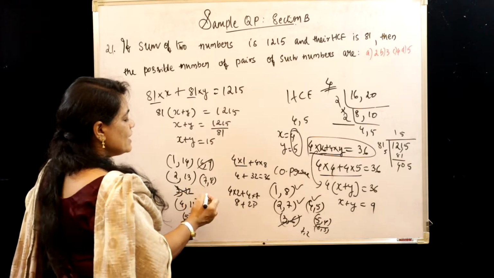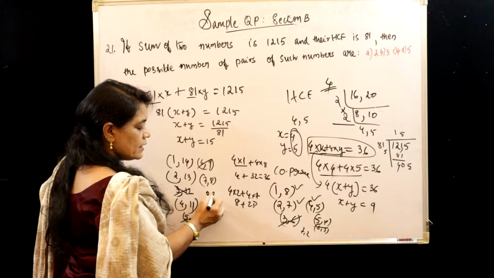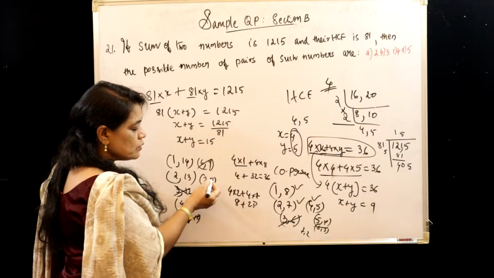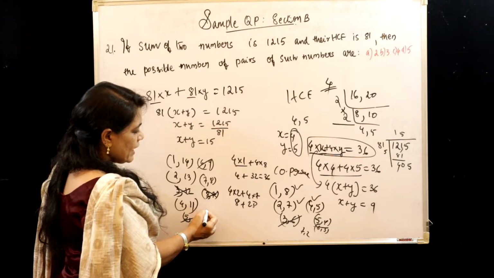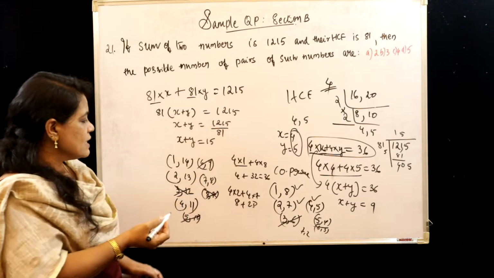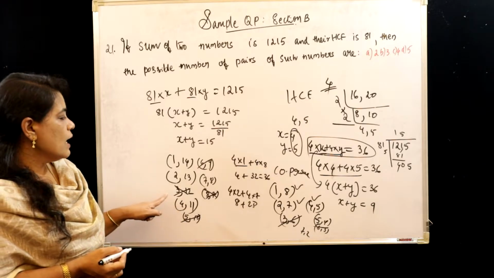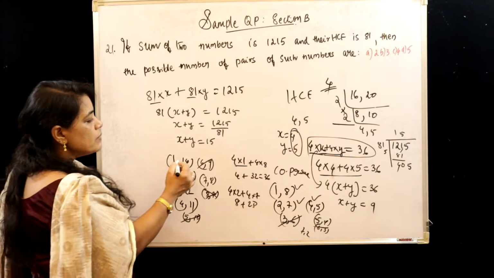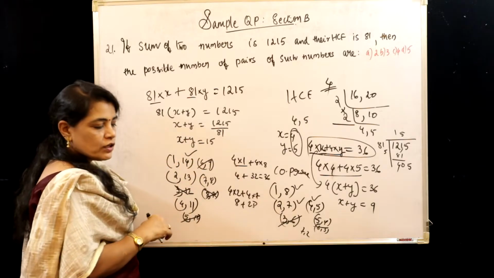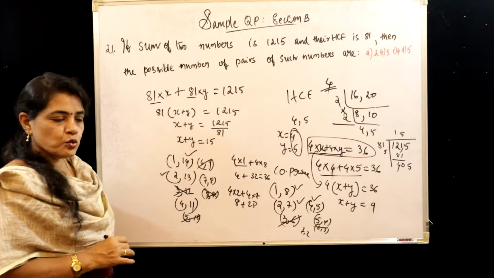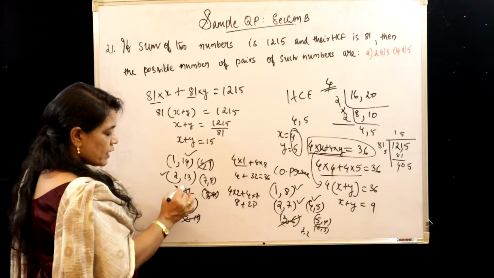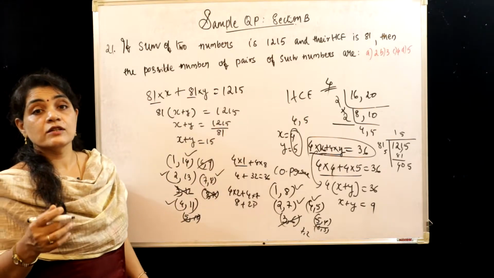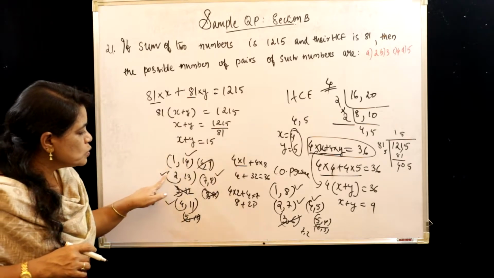Then if you are taking 8, the other number will be y, the same pair, so this is repeated. If you are taking 9, we have already seen 9 and 6. If you are taking 10, we have seen that. And 11, we have considered all the remaining pairs. So the possible pairs are 1 and 14, second pair 2 and 13, here 4 and 11, and finally 7 and 8. So how many pairs? 1, 2, 3, 4.